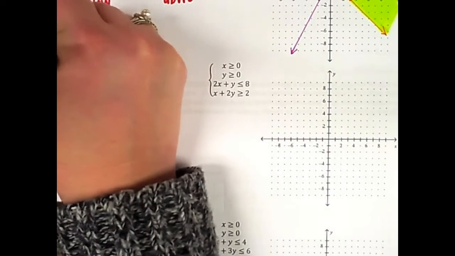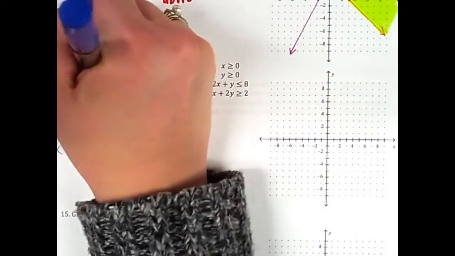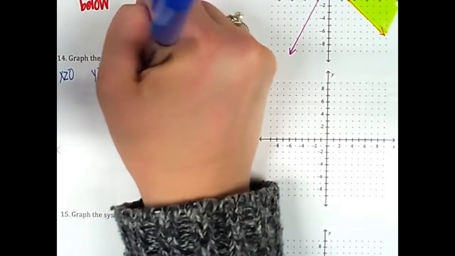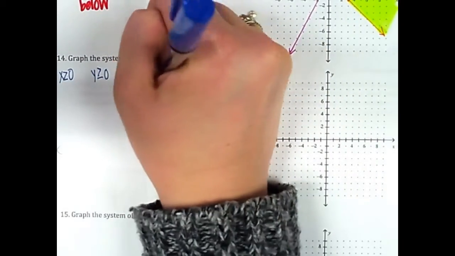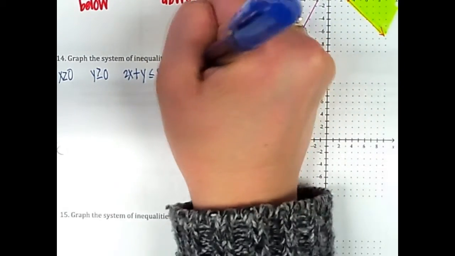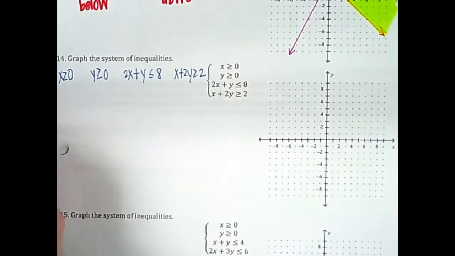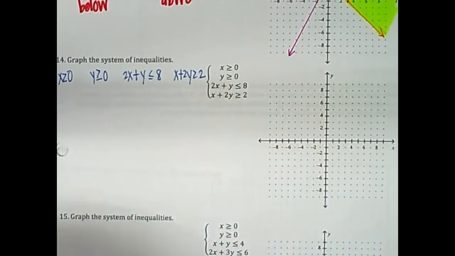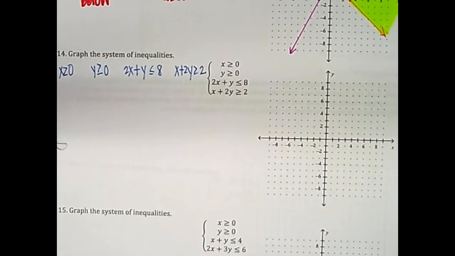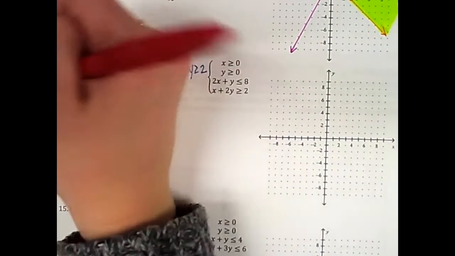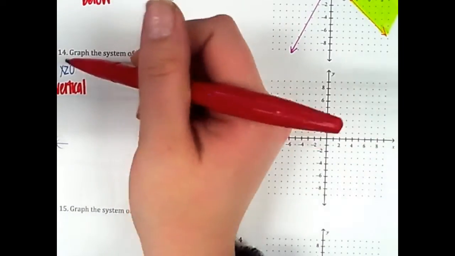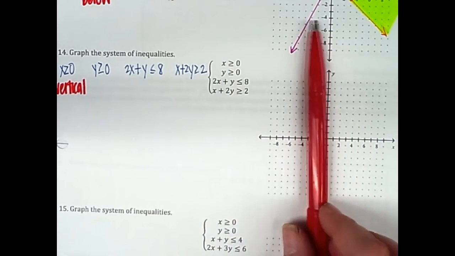So we have x is greater than 0, y is greater than 0, 2x plus y is less than or equal to 8, and x plus 2y is greater than 2. Okay, so my first line, x is greater than 0. So x is equal to a number. Whenever x is equal to a number, that tells me it's a vertical line. And because it's greater than, now vertical is like this, right?